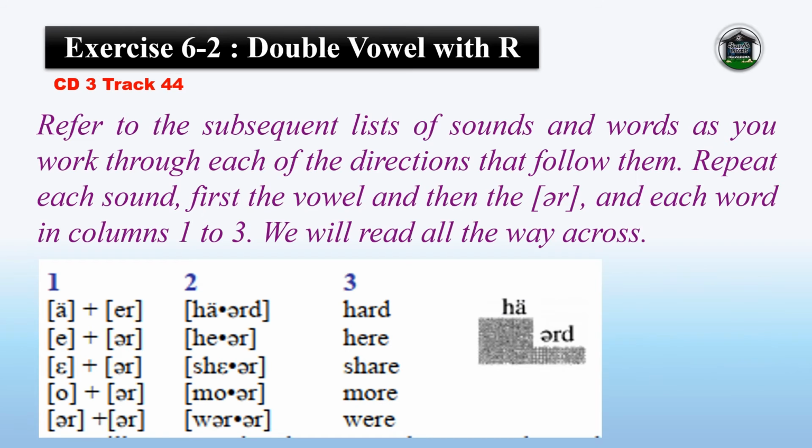Exercise 6-2. Double vowel sounds with R. Refer to the subsequent lists of sounds and words as you work through each of the directions that follow them. Repeat each sound, first the vowel and then the R, and each word in columns 1 to 3. We'll read all the way across. A, ha, erd, hard.